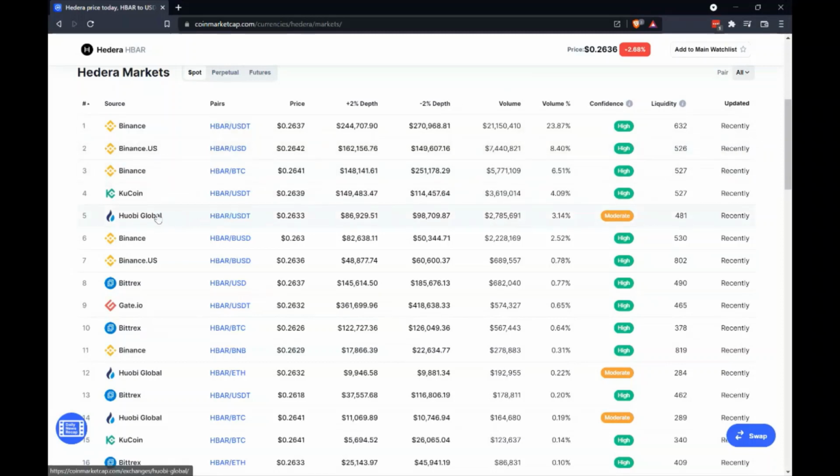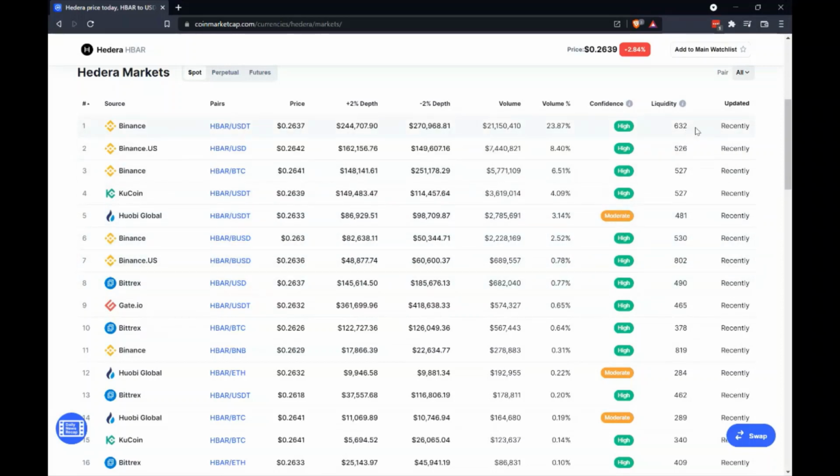You know, I have an account on Huobi. According to CoinMarketCap's algorithm, moderate confidence, okay? If you are starting off in this space, of course it goes without saying, always look to create an account with an exchange with high confidence. And then when you go into places like Huobi and KuCoin, etc., that's when you start to see these moderate flags.